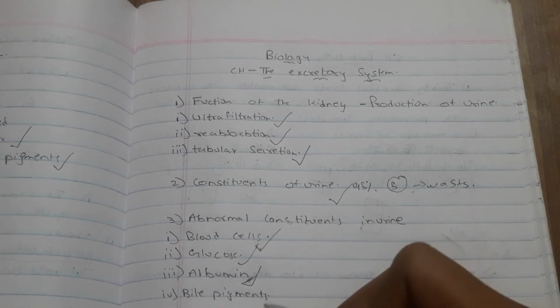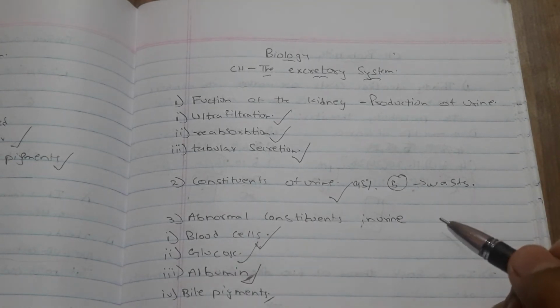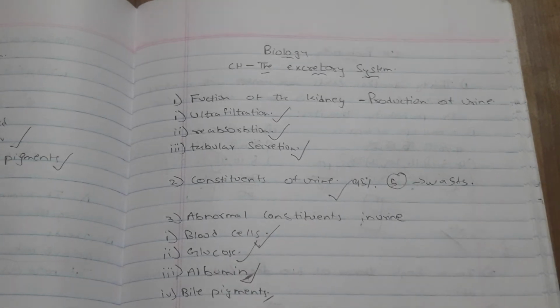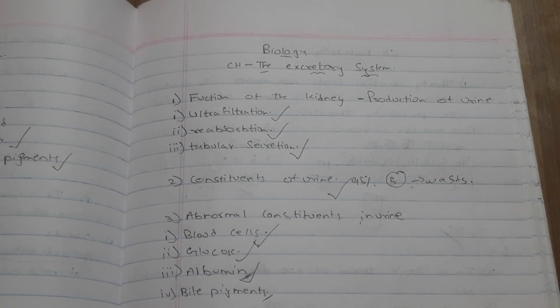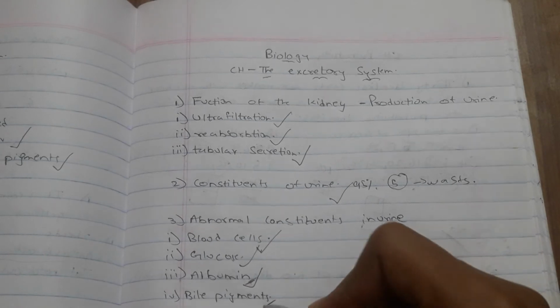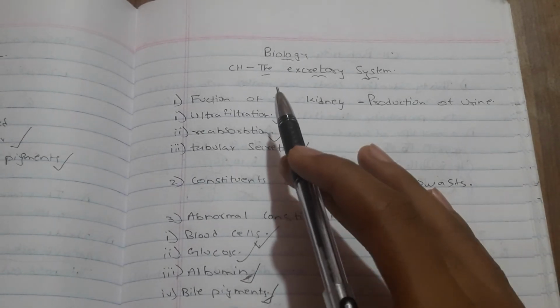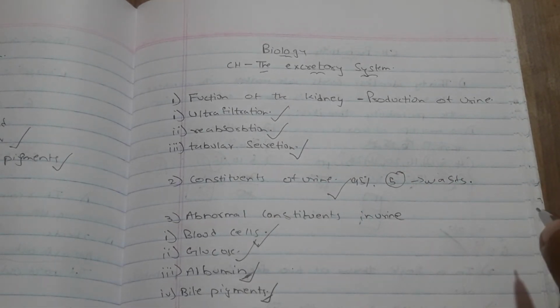Now moving to the last part of the abnormal constituents of urine, that is bile pigments. Due to situations such as liver cirrhosis, anemia, and hepatitis, urine may contain bile pigments. That's it. Please refer to the textbook for better information.